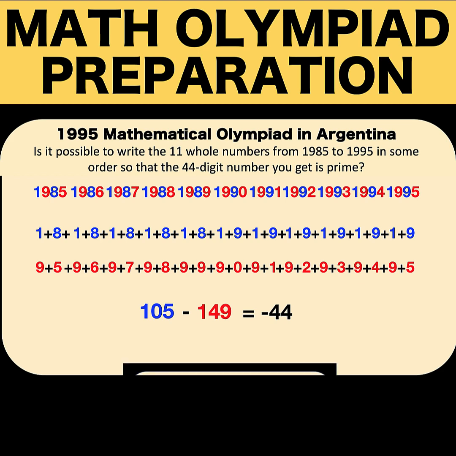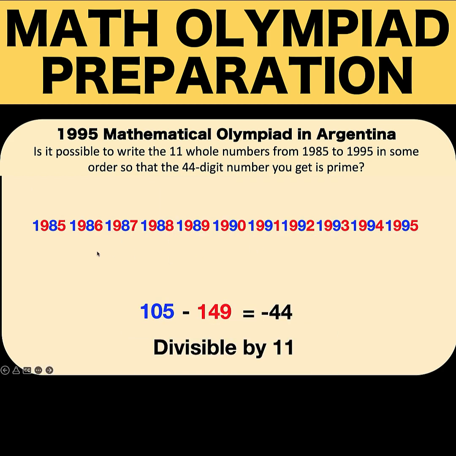And so our conclusion is that this 44-digit number formed by listing down the 11 whole numbers from 1985 to 1995 is a composite number. This is not a prime number. But what happens if we rearrange the numbers?